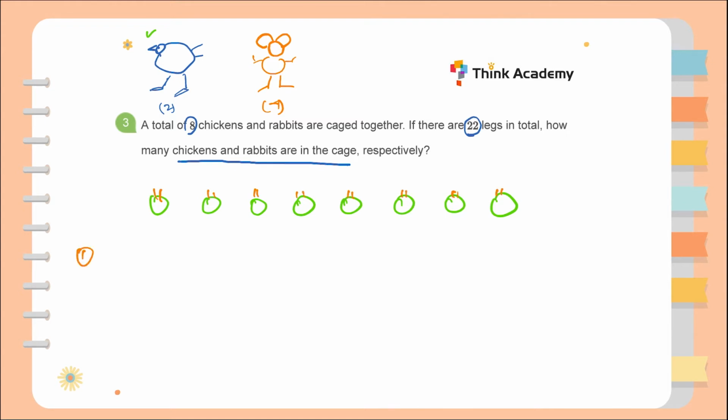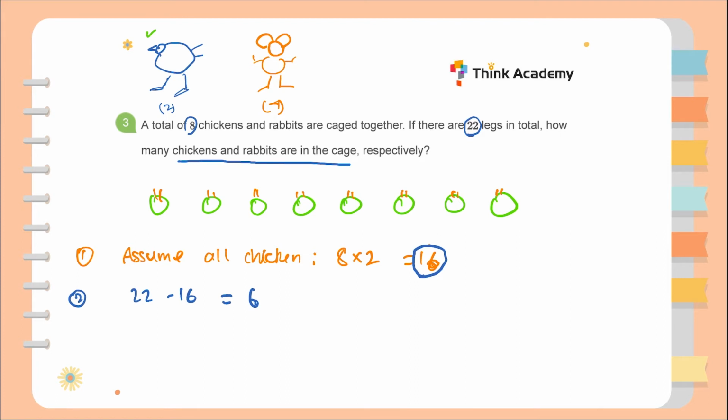Okay, if that's the case, then how many legs do we have? If we assume all chicken, we will have 1 chicken has 2 legs, so 8 chickens has 16. Very good. But what's that? When we assume this, what is going on here? We have 22 in reality, and we only have 16 when we assume all chickens. Where is this extra 6 legs coming from? Where is it coming from?